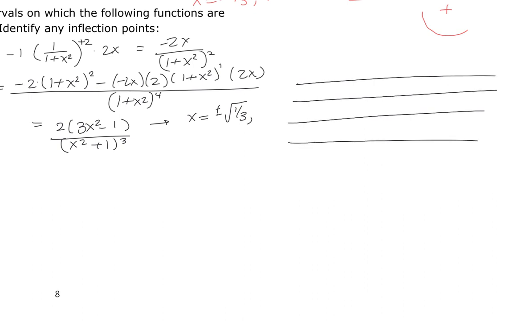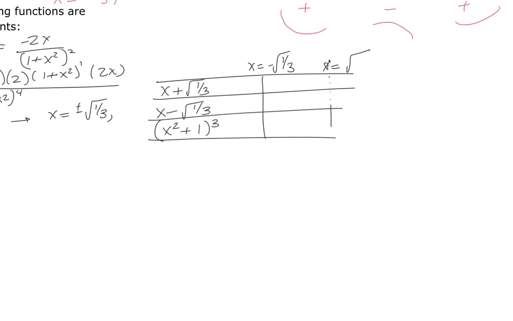So the 2 I don't have to worry about. So this is going to be x plus the square root of 1/3, x minus the square root of 1/3, and then x squared plus 1, the quantity cubed. So I'm going to have when x is equal to negative square root of 1/3, when x is equal to the positive square root of 1/3. The first interval is from negative infinity to negative square root of 1/3. This is from negative square root of 1/3 to square root of 1/3. And then the last one is square root of 1/3 to infinity.